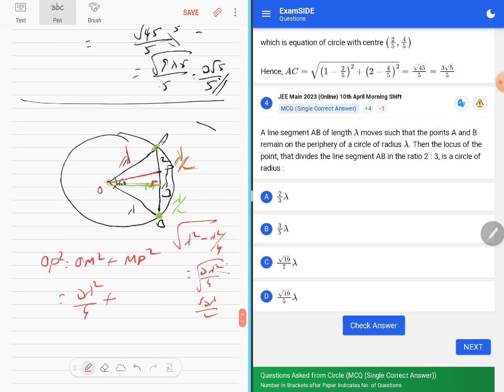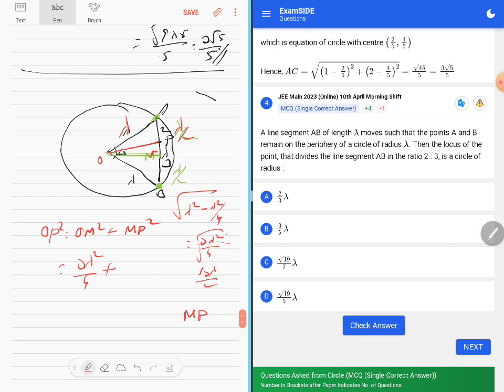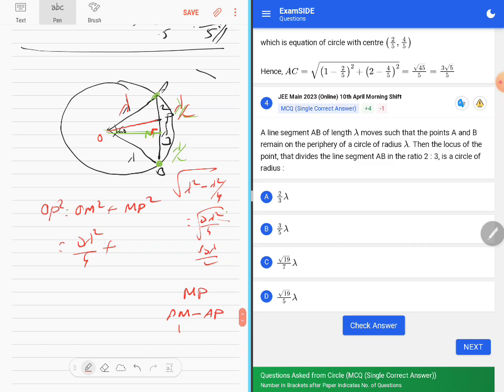plus I need MP. And what is MP? Can I write MP as AM minus AP, where AM itself is lambda by 2 minus AP. AP is 2 by 5 of lambda. So then can I write like this? Lambda by 2 minus 2 by 5 of lambda. So then that will give me my OP square.